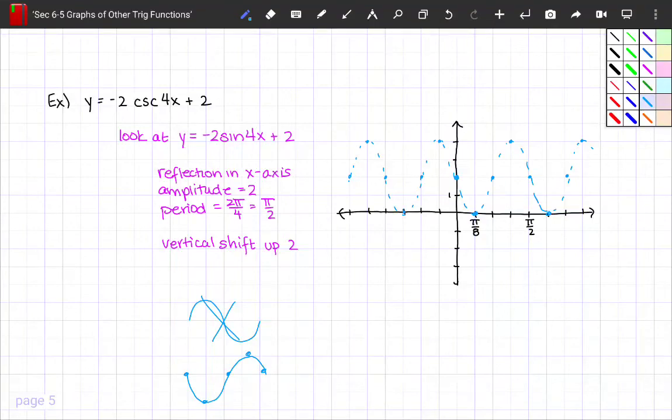Now again, I had a vertical shift, so I have to be careful where I put my vertical asymptotes. My vertical asymptotes are not going to be where this graph hits 0. It's going to be where the unshifted sine graph would have been 0. So it's at those middle points. This point, this point, this point. These x values are going to be where I've got my vertical asymptote. But once I have those, I can draw my U shape.